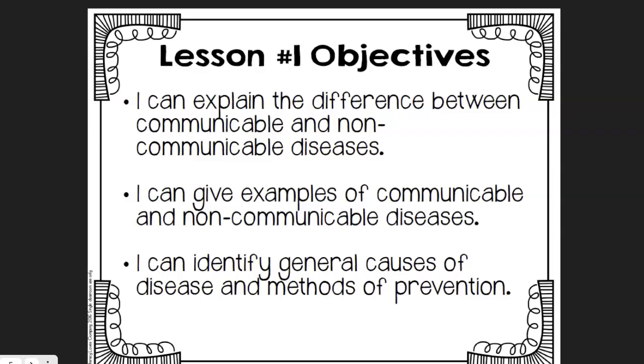So the objectives, the learning targets for the first part of our lesson, are: I can explain the difference between communicable and non-communicable diseases. I can give examples of communicable and non-communicable diseases. And I can identify general causes of disease and methods of prevention.